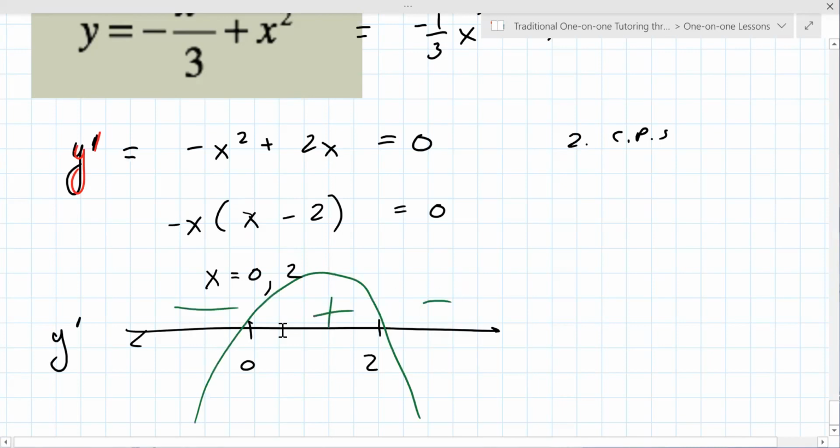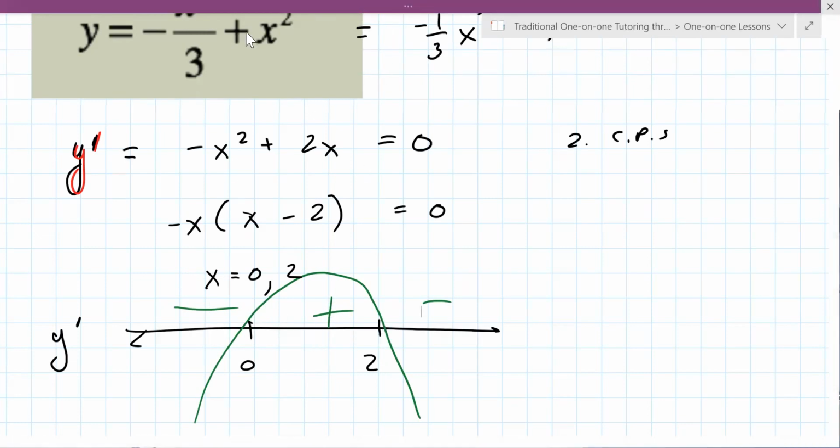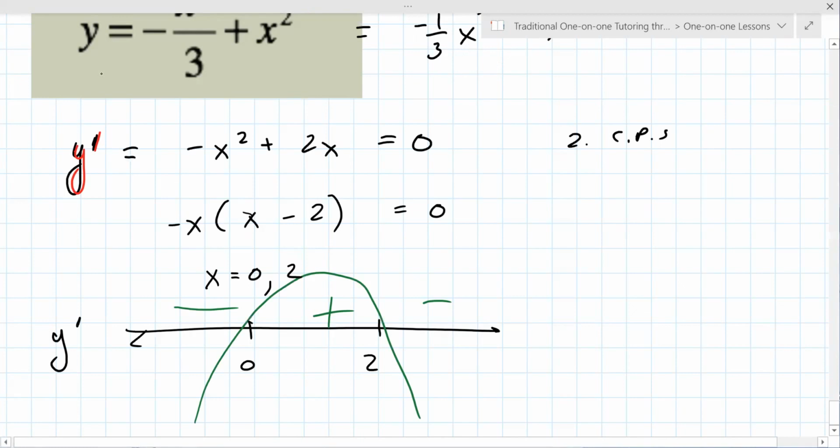So what is happening at 0? Is it a min or a max? And what's happening at 2? Is it a min or a max? So 0 is a min. And 2 is a max. Okay, so what is the min? That means take that 0 and go find f of 0. Oh, I need to plug it in. It's 0. Yeah, so it's kind of boring.